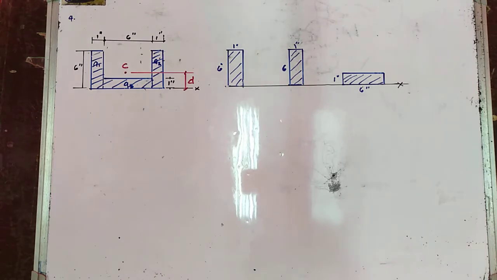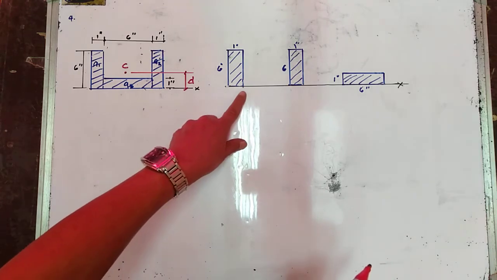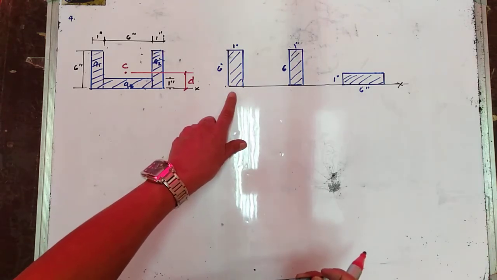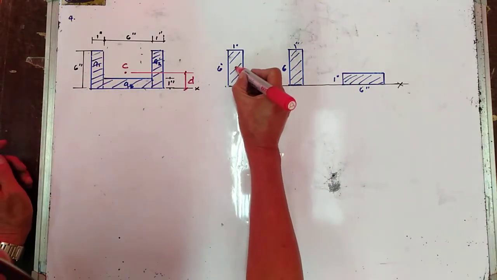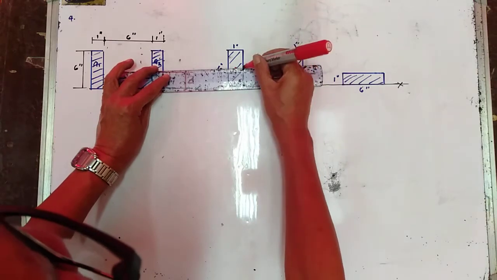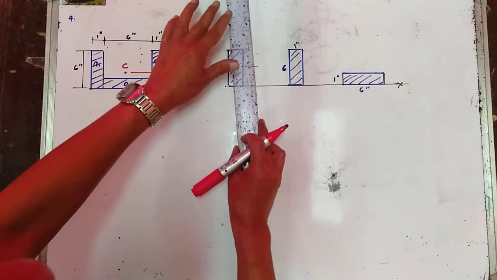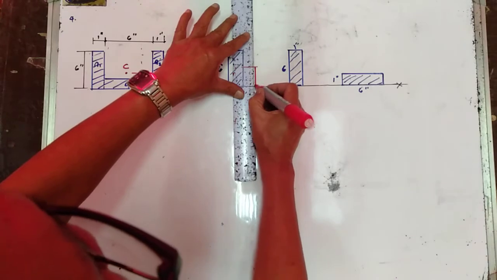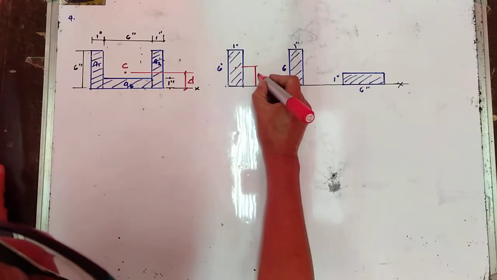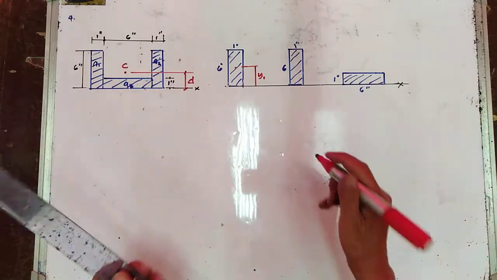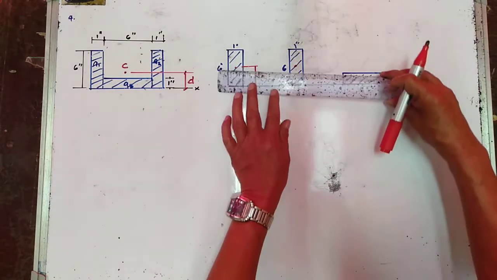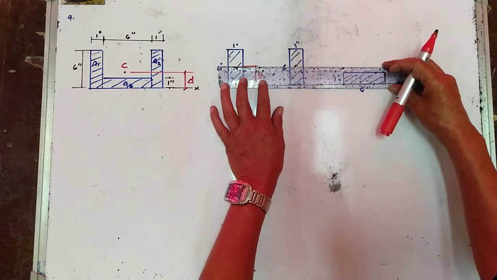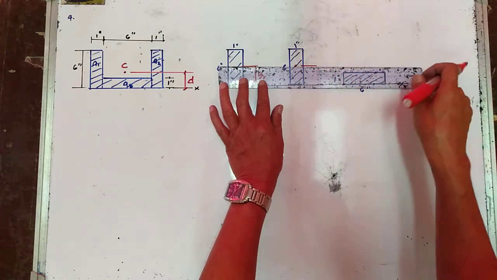So again, the centroid of the first area with respect to the x-axis is 1/2 of its height. So I'm going to consider this one as y1. This is your y1. And then similarly, the centroid of the second area is 1/2 of its height. And I'm going to consider that one as y2.